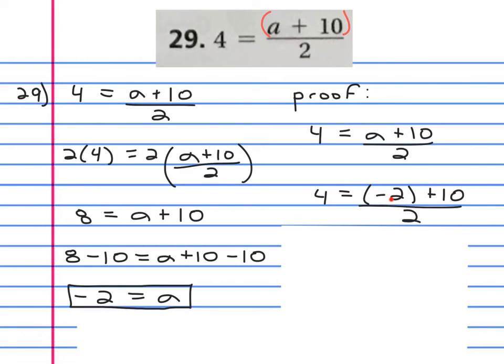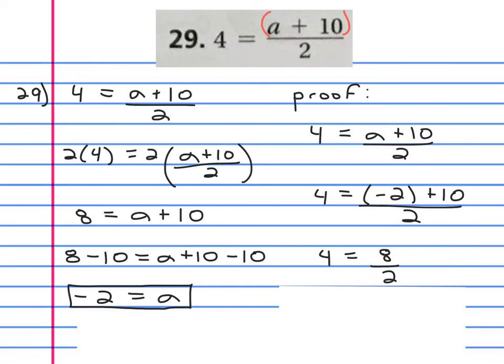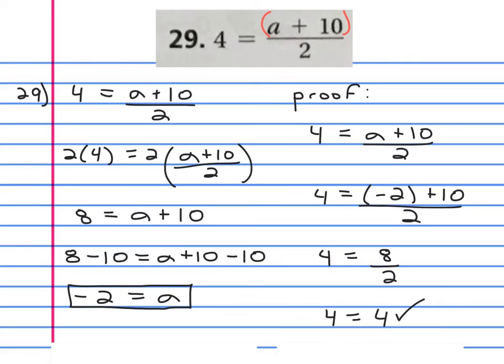Okay, negative 2 plus 10 is 8, and so we've got 4 is equal to 8 divided by 2. And of course, 8 divided by 2 is 4, and so we've got 4 equals 4. Check. That's done.